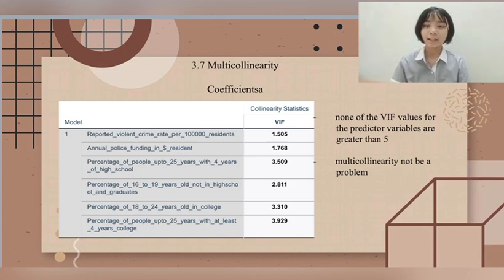Now I will explain about multicollinearity. As we can see, none of the VIF values for the predictor variables are greater than 5. If the VIF values are more than 5, the regression analysis can be said to be highly correlated. But this situation does not happen. So we can indicate that multicollinearity will not be a problem in the regression model.